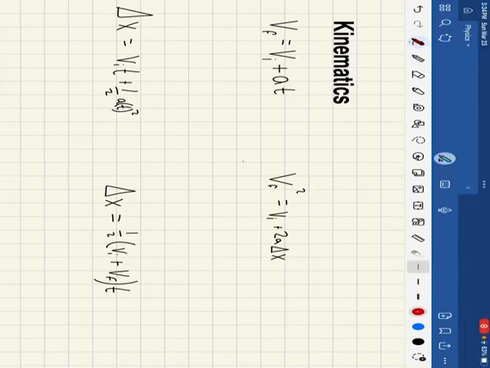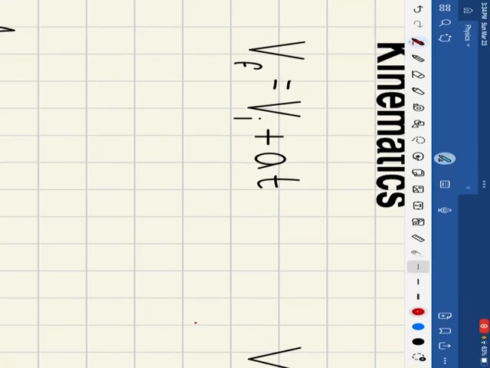Kinematic equations. So first, to start with the simplest, this is velocity final. Velocity final equals velocity initial plus acceleration times time. You may also see velocity initial denoted as v naught.